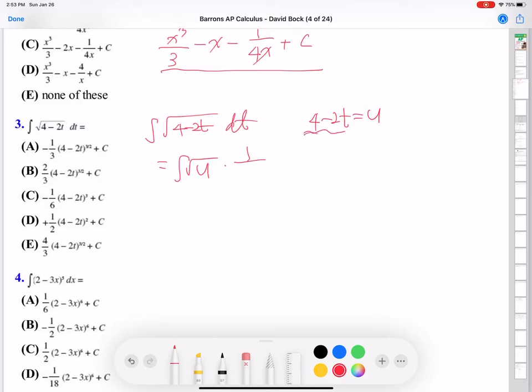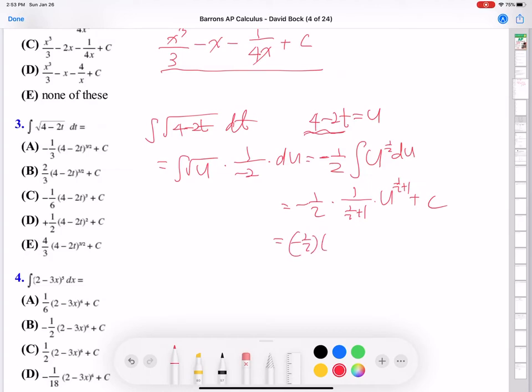What is the derivative of u? It is negative 2, and then du. So negative 1 over 2 integral of u to the square root, which means the 1/2 power, du. So n is 1/2. So by the formula, 1 over n plus 1 times u to the n plus 1 plus c, with the negative 1/2, and then this part is what? 2/3 u to the 3/2.